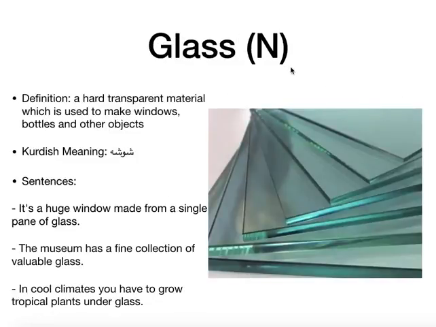Glass is a noun and is a hard, transparent material which is used to make windows, bottles, and other objects. It is a huge window made from a single pane of glass. The museum has a fine collection of valuable glass. In cool climates, you have to grow tropical plants under glass.